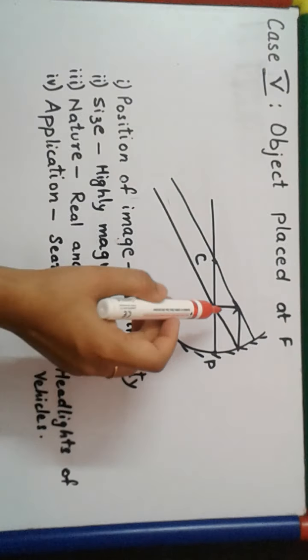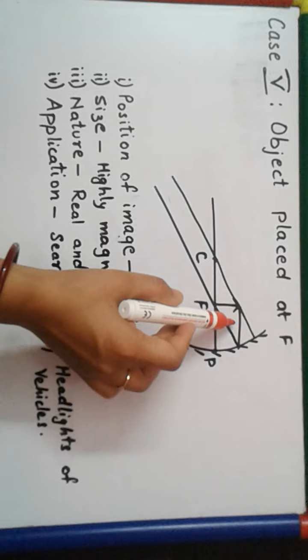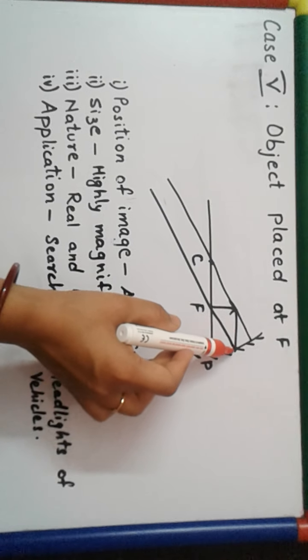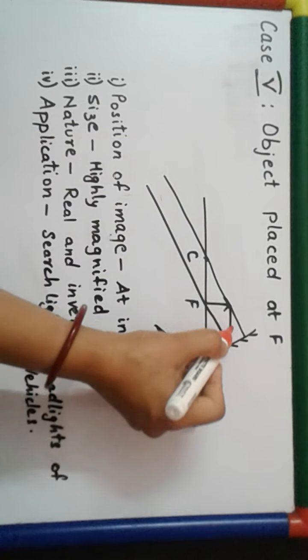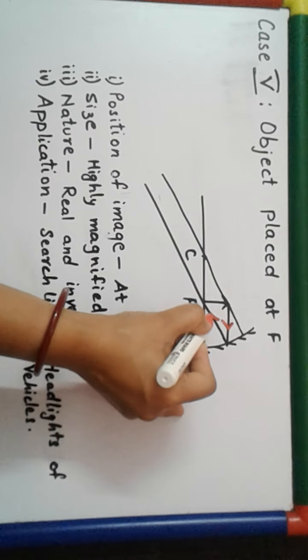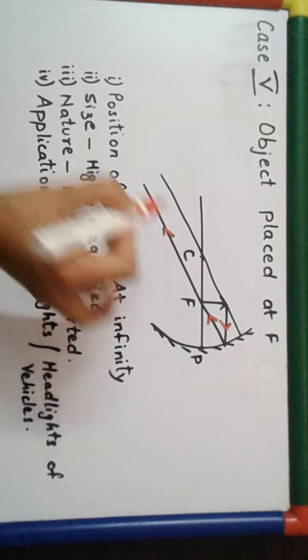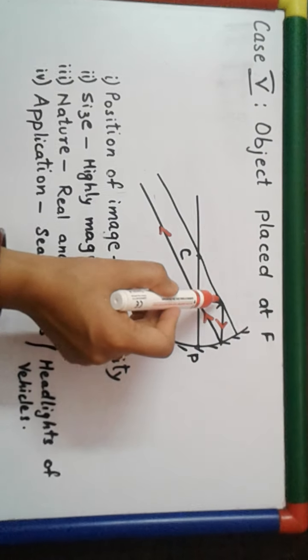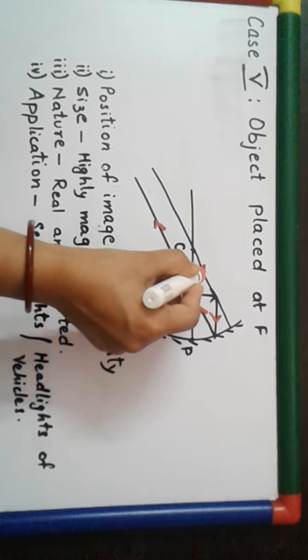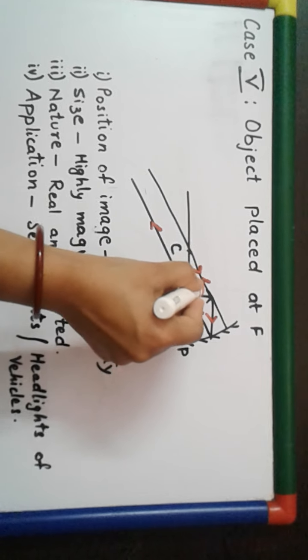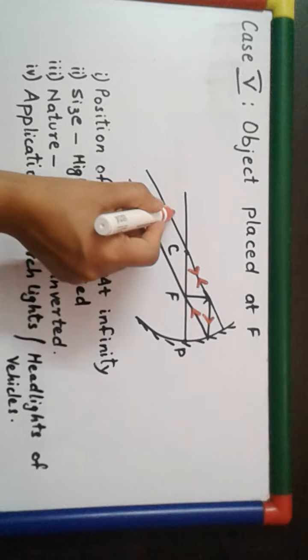This is case 5 when the object is placed at F. You can see here the object is placed at F and the first ray is parallel to the principal axis. This is the incident ray and after reflection it passes from the focus. The second ray passes from the center of curvature. So when it strikes the mirror here, then it retraces its path backward in that same direction.